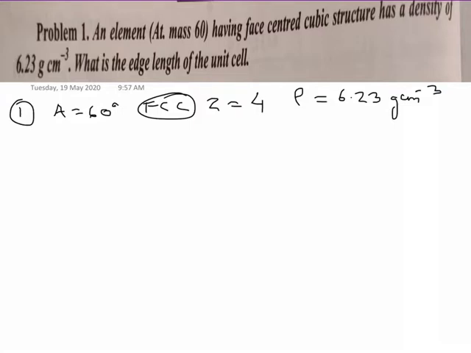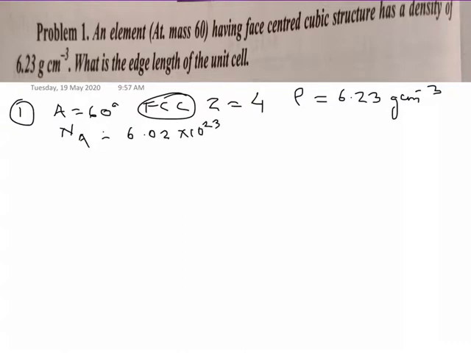Alright, now going by the formula, here it is. A you have, Z is there, rho is also there, and I should also tell you Avogadro's number is not given. As Avogadro's number is not given and you are asked to find the edge length, we will take Avogadro's number as 6.02 into 10 to the power 23.